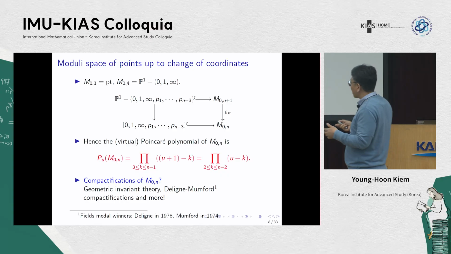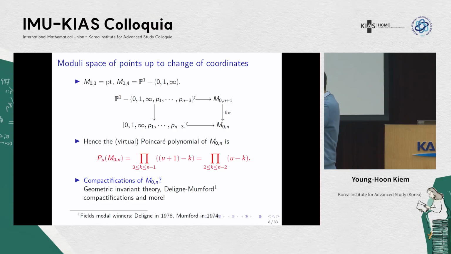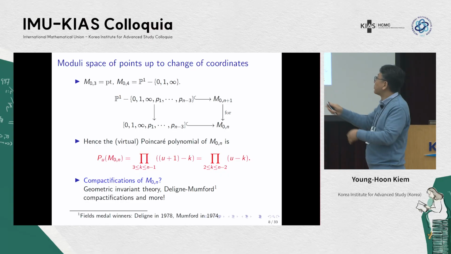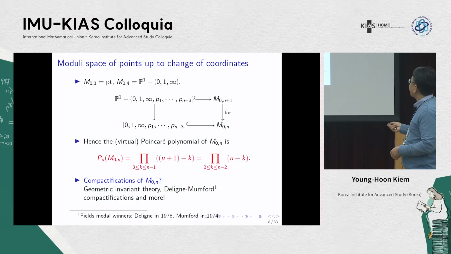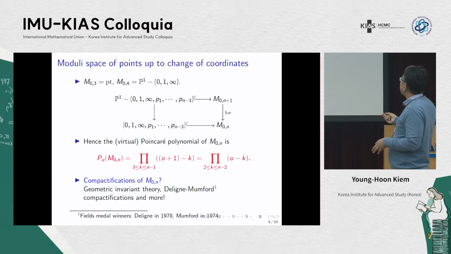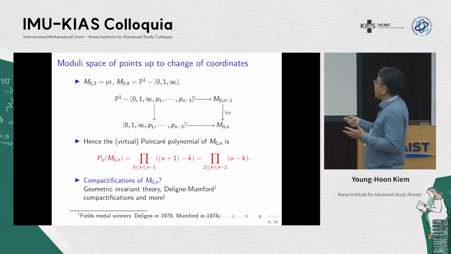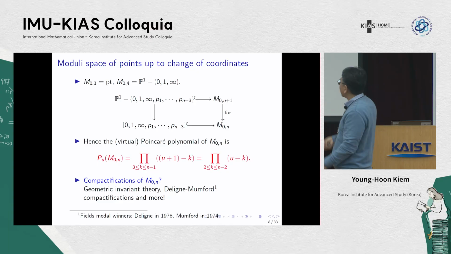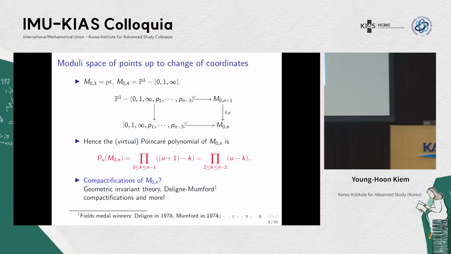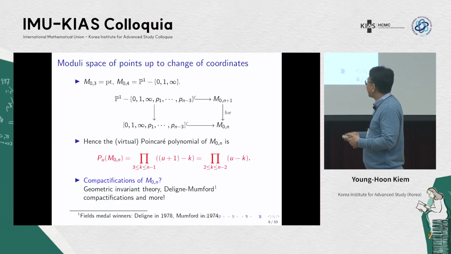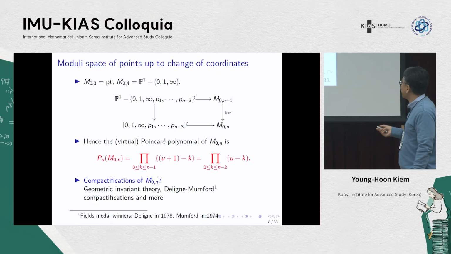You have previously chosen n points, and the (n+1)-th point should be away from these n points. So this is the fiber diagram. Heuristically, you can think of M_{0,n+1} as the product of M_{0,n} and P^1 minus n points, because the fibers are all the same. So this gives us the Poincaré polynomial, more precisely, the virtual Poincaré polynomial.